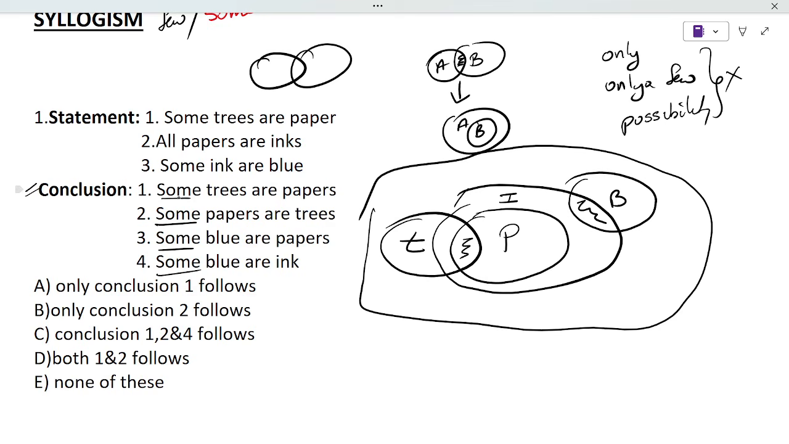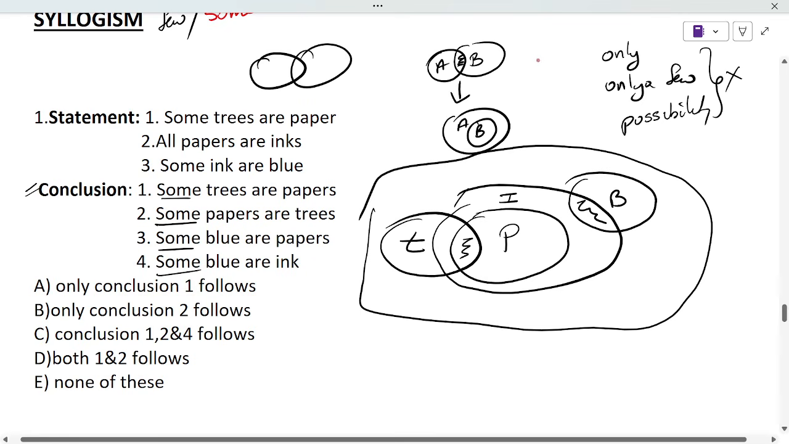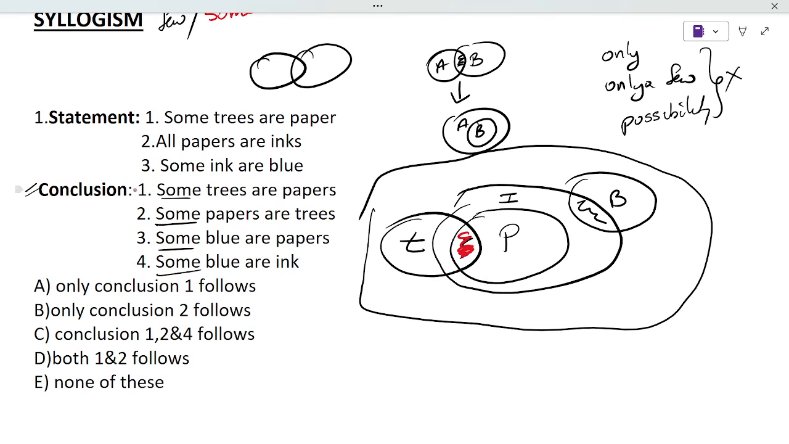Conclusion 1: some trees are paper. Do tree and paper touch or not? Tree is there, paper is there, so they touch. So conclusion 1 is true. Conclusion 2: some papers are trees. Paper and tree touch, yes. That means they are sharing, right? So that one is also true.